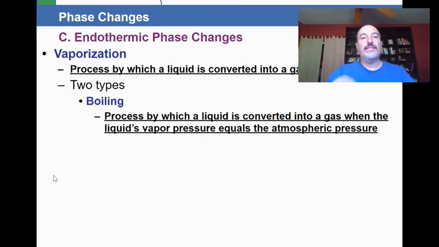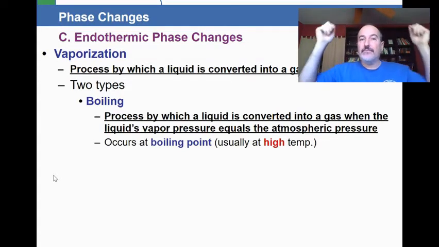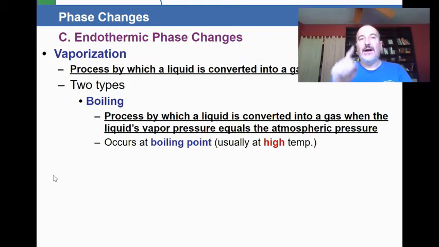Remember, temperature increases, vapor pressure increases, and this would cause it to equal the atmospheric pressure, and boom, it ends up boiling. But it could also occur at normal low temperatures if you take a liquid and reduce the atmospheric pressure.